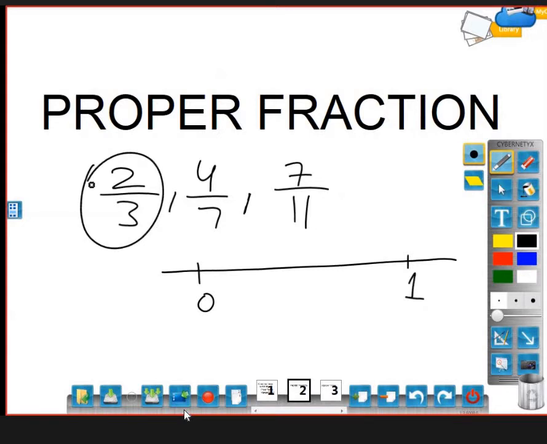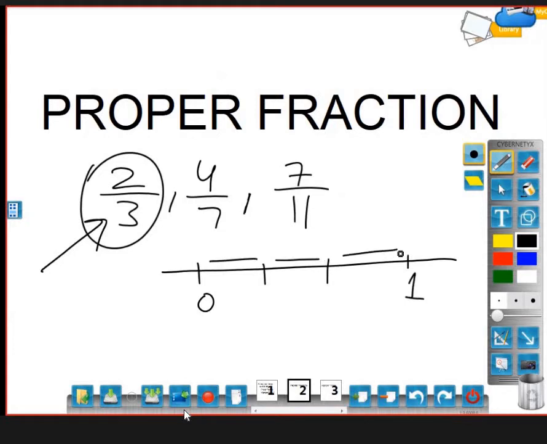Now for example, if you want to see the number 2 upon 3, first we see the denominator. The denominator depicts the number of parts. Here we have 3, so we divide this into 3 parts. If we draw 2 lines, it is automatically divided into 3 parts. You can see the first part, second part and third part.